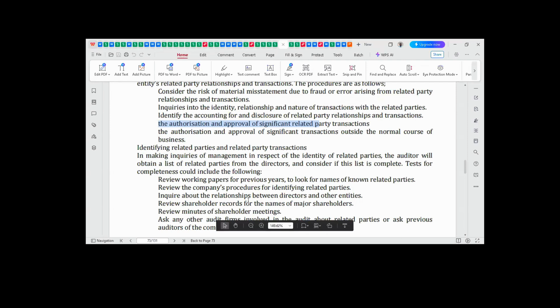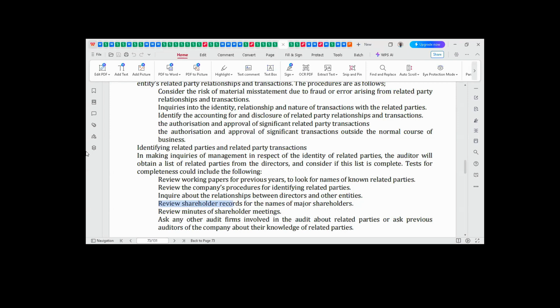Then the auditor will also inquire about the relationship between the directors and other entities. That is, the directors in this company, are they the same directors with other subsidiaries? Then we review the shareholders' record for names of major shareholders. So the auditor will go and check the related parties list with the shareholders, whether the people that constituted the related party are shareholders or majority shareholders of the company.